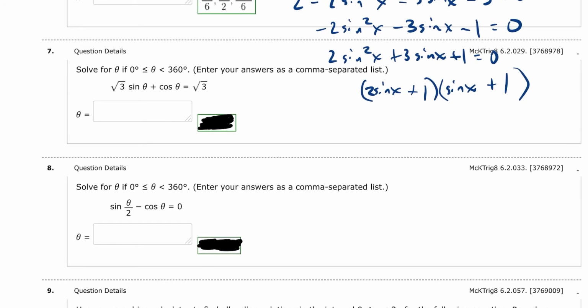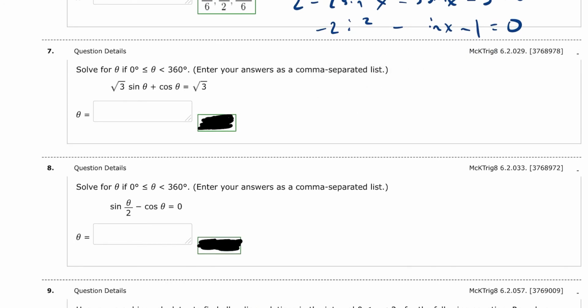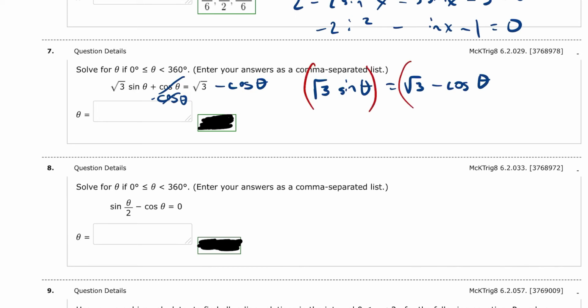For the next one, this one's a little bit more challenging. Because there's no identity that we can substitute for, we're going to have to square both sides. But first, let's get the cosine on the right side. This is one of the techniques that you would use when you can't use an identity. So you have radical 3 sine theta equals radical 3 minus cosine theta. Then you have to square both sides.